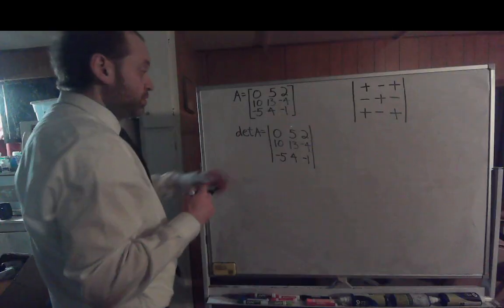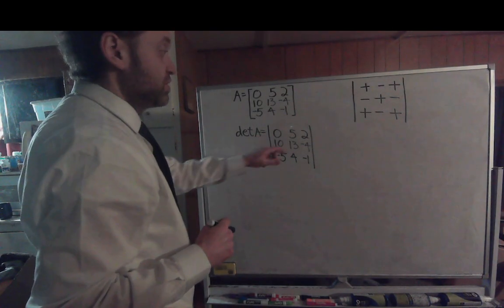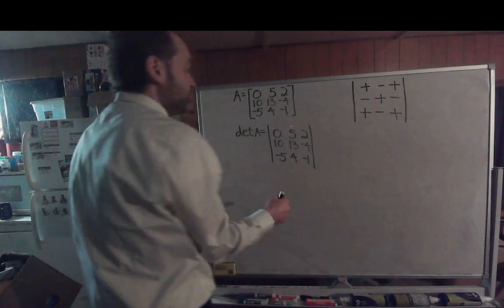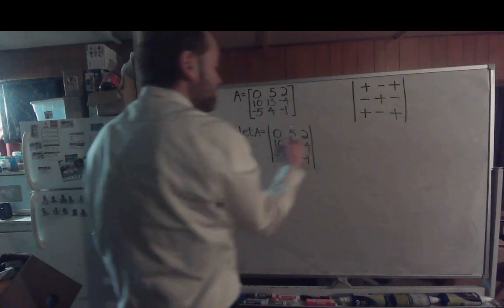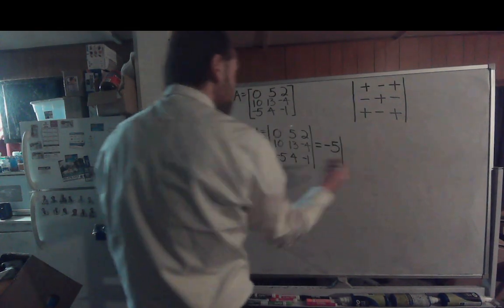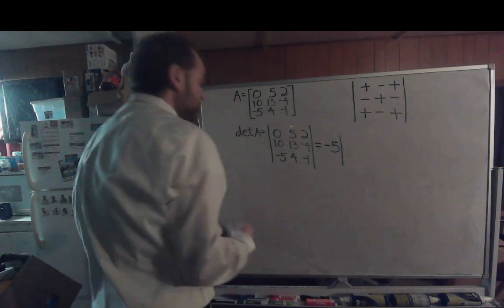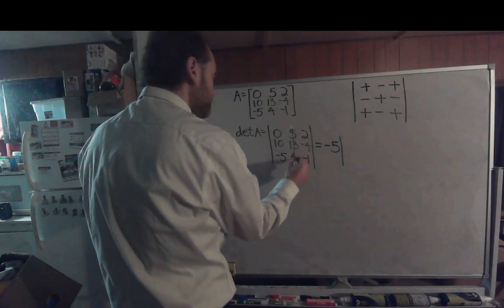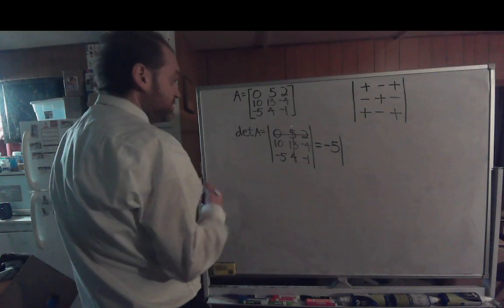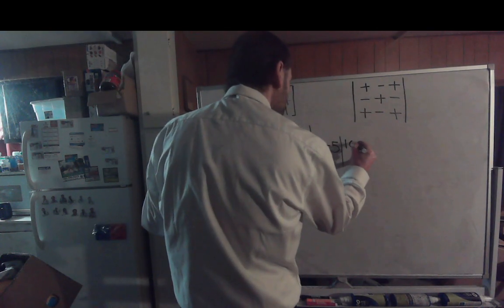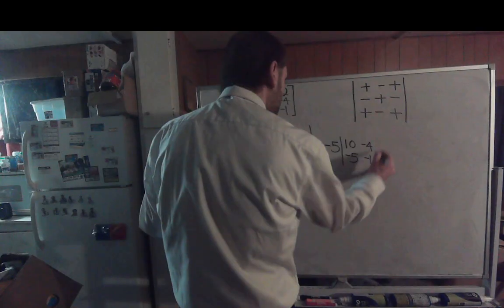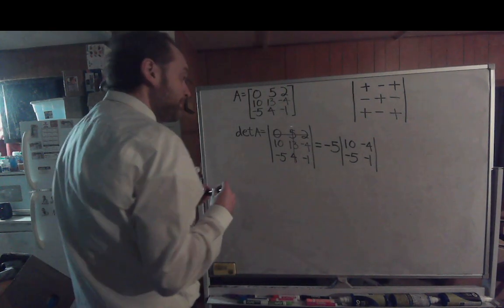Okay, so of course 0 times anything is 0, so we just need to worry about the 5 and 2. Well, according to your coefficient matrix, you're going to take that 5 and put the negative on that. So you're actually going to have negative 5 times the determinant. So strike out the column and the row that 5 occurs in. You have the determinant of whatever's left over. So you'll have 10, negative 4, negative 5, and negative 1.